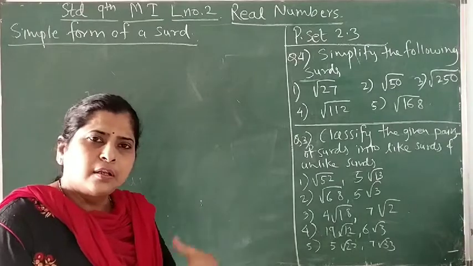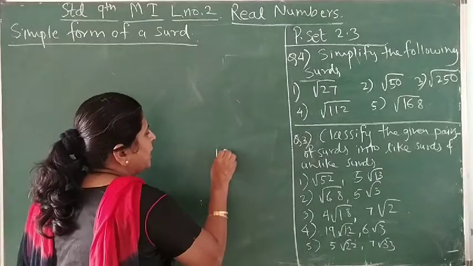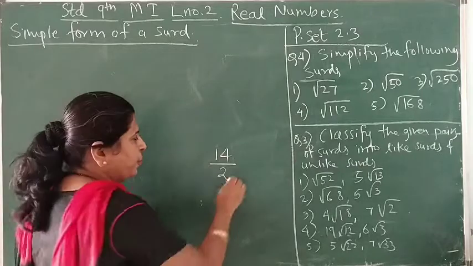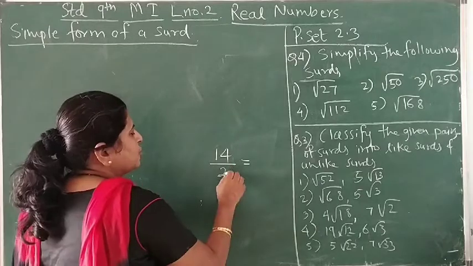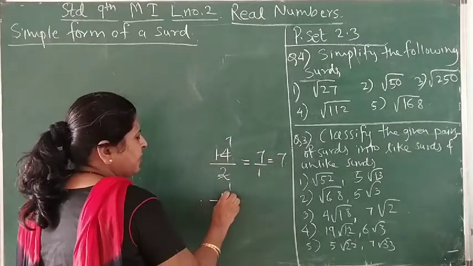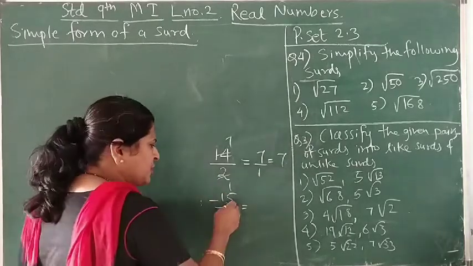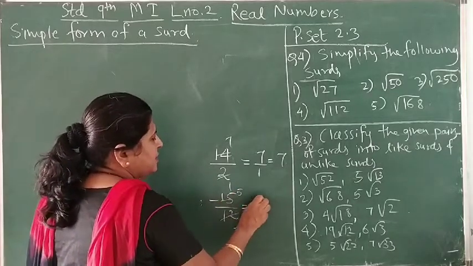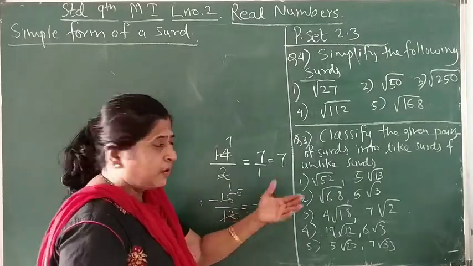Now we have learned the simple form of a rational number also. Suppose we get an answer, say 14 upon 2. We do not write this as the answer. We remove the common factor from both: 2 ones are 2 and 2 sevens are 14. We write it as 7 upon 1, that is 7. If it is minus 15 upon 12, both numbers are divisible by 3, so we divide by 3. 3 fours are 12 and 3 fives are 15. So minus 5 upon 4. Like this we try to reduce. If it is reducible further, we will reduce it further also.